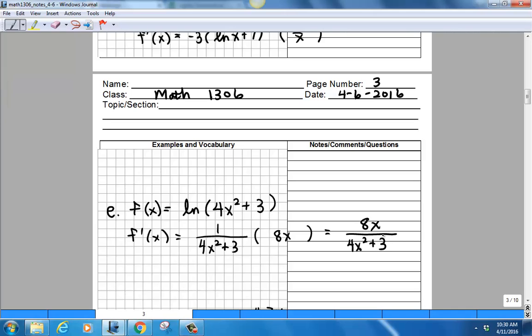Notice that that's an interesting thing about natural log. The rate of change function doesn't have anything to do with natural log anymore. The natural log disappears from the rate of change function. In the decomposition, the outside function here is the natural log function, and the inside function is what's inside the parentheses there, which is 4x squared plus 3. And indeed, if you were to compose those two functions, you get natural log of 4x squared plus 3.